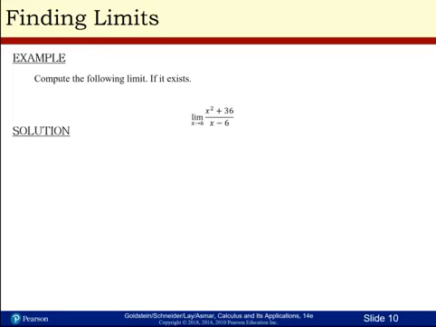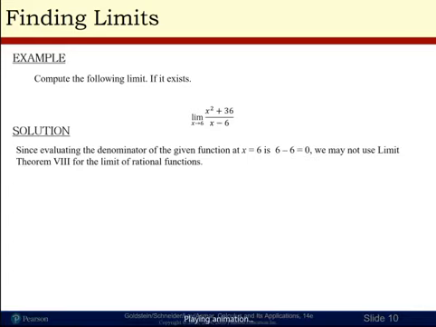Let's try another one. Compute the following limit if it exists. The limit as x goes to 6. Now, I can't really think of any way that I can work with this one to do any canceling. If you can cancel, fine, that works great. I can't plug in the 6 since evaluating the denominator of the given function at x equals 6 gives me 6 minus 6, which is 0. We cannot use the limit theorem 8 for the limit of rational functions.